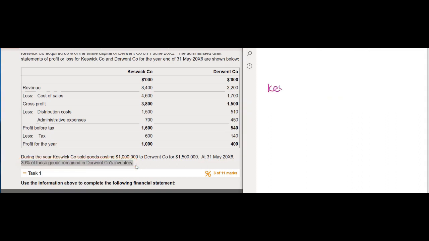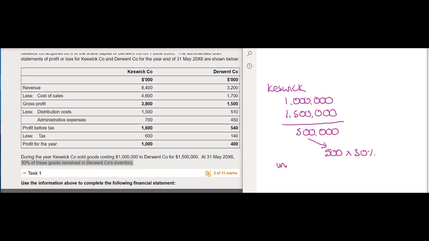When Keswick made a sale to Derwent, they made a profit. They bought the goods for 1 million and then sold the goods for 1.5 million. They have therefore made a profit of 500,000. In the consolidated accounts, we are not allowed to recognise any unrealised profit. 30% of these goods are still in inventory and so therefore they are unrealised. We will therefore need to remove the profit that remains in inventory. So we need to take that 500,000 and multiply by 30%, and so the unrealised profit in inventory is 150,000.